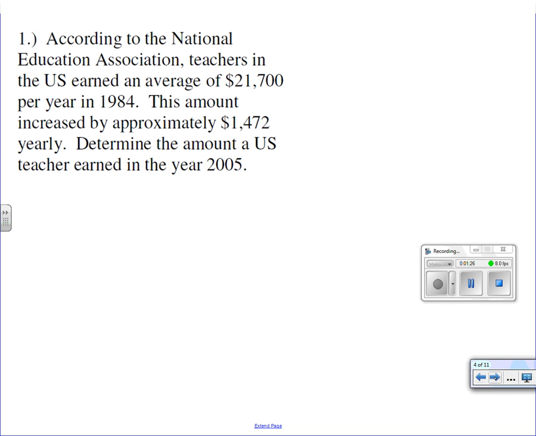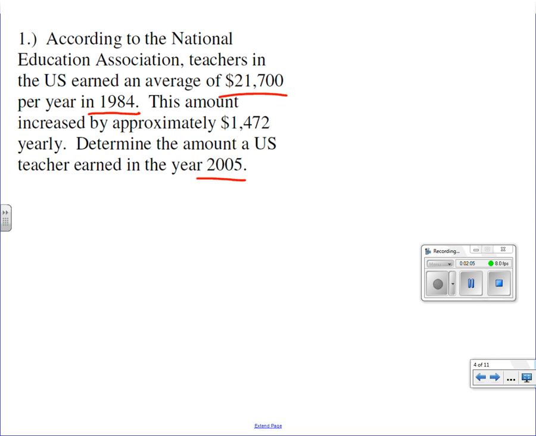All right, number 1. According to the National Education Association, teachers in the U.S. earned an average of $21,700 per year in 1984. This amount increased by approximately $1,472 yearly. Determine the amount a U.S. teacher earned in the year 2005. All right, so $21,700 is the salary in what year? In 1984, okay? So that's the salary in 1984. What do they want you to find the salary in what year? 2005. So is 1984 the beginning or the end?